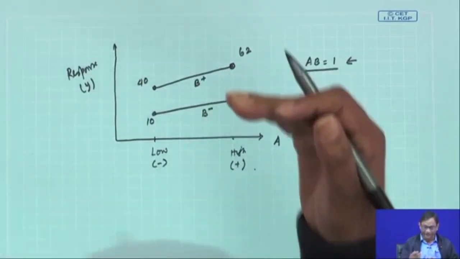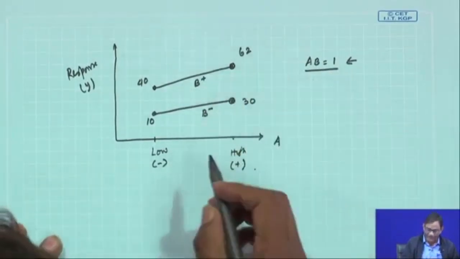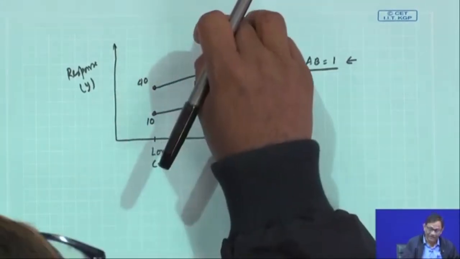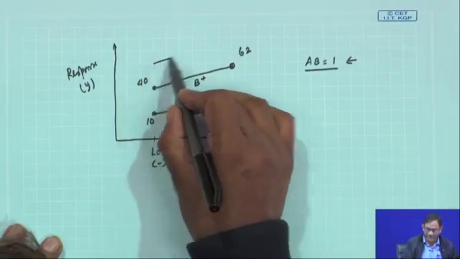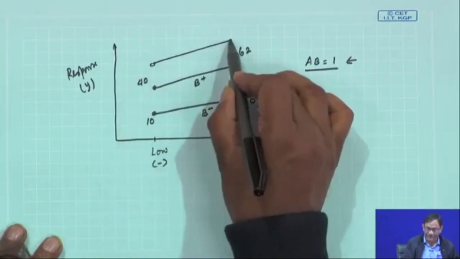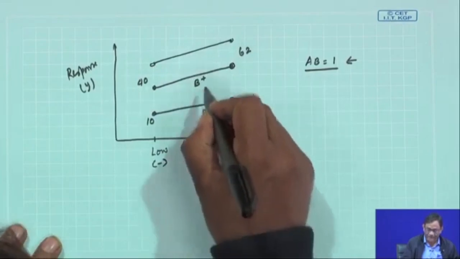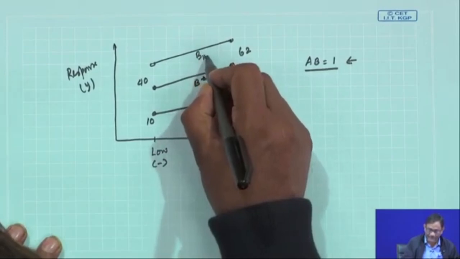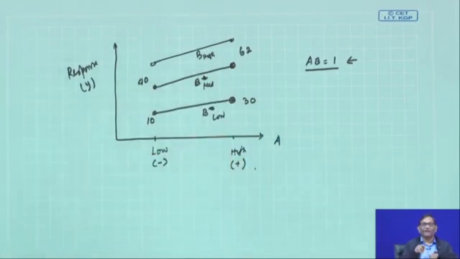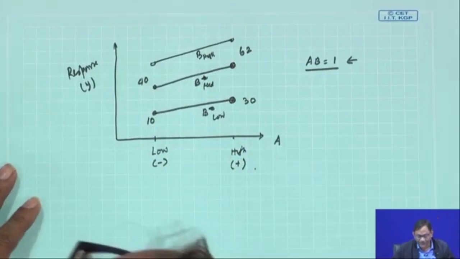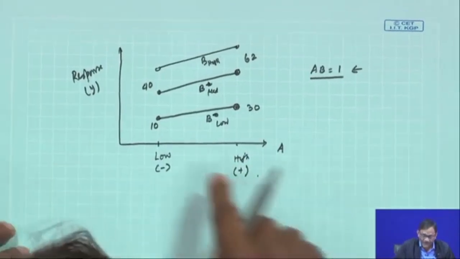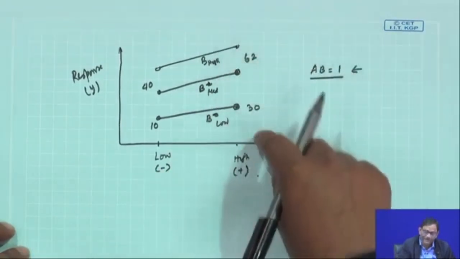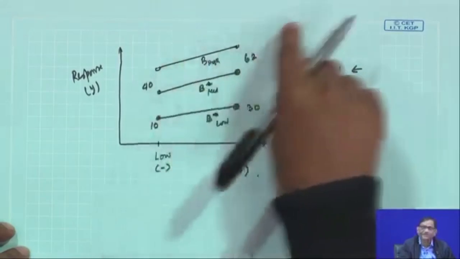Suppose there is another level for B, that means low, medium and high, then what will happen? You also get maybe a similar plot, which is this is B low, this is medium and this one is B high. So, there will be parallel lines, so there is no interaction effects. As we have seen that A, if you make it from low to high, the response is increasing, and that is why this slope is coming.